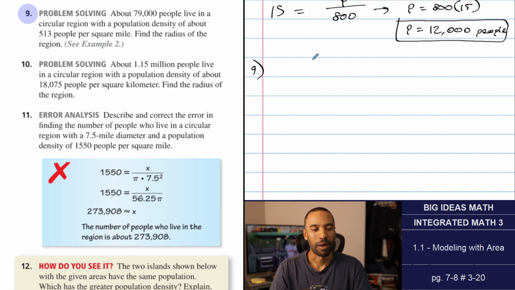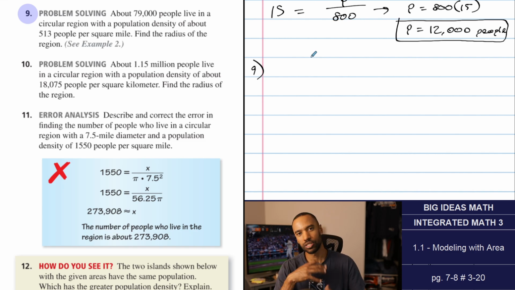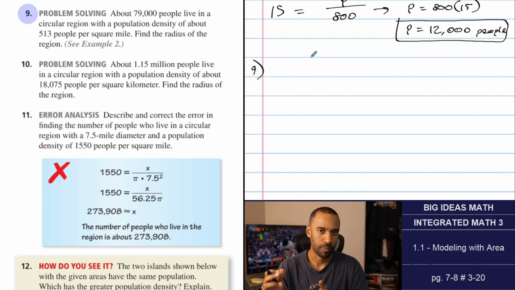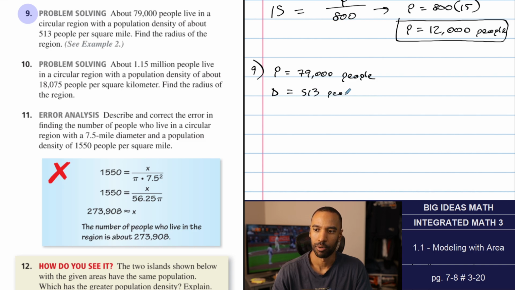All right, number 9, problem solving. About 79,000 people live in a circular region with a population density of 513 people per square mile. Find the radius of the region. So this time, we don't really know our area portion of this. We know it's circular. We know we're going to use pi r squared. But this time, we have the population of 79,000. And the density is also known. This is going to be 513 people per square mile.